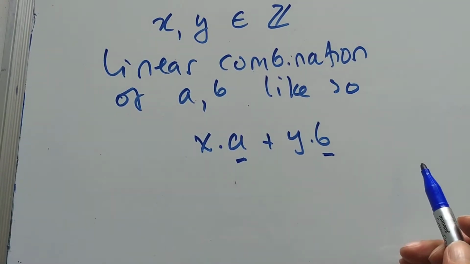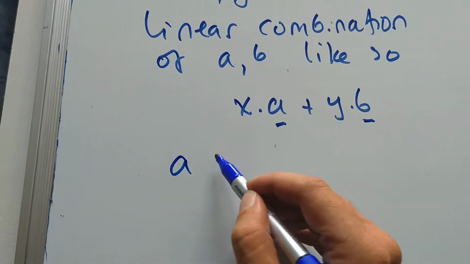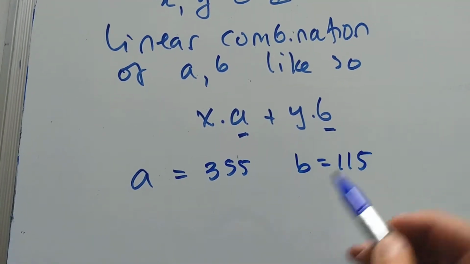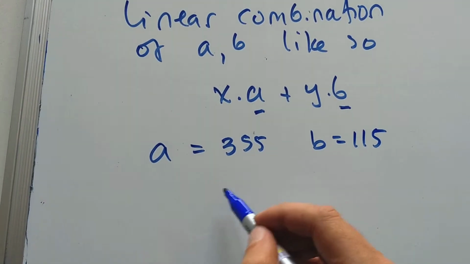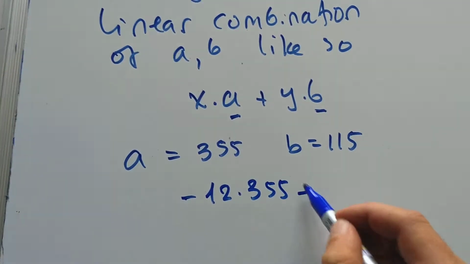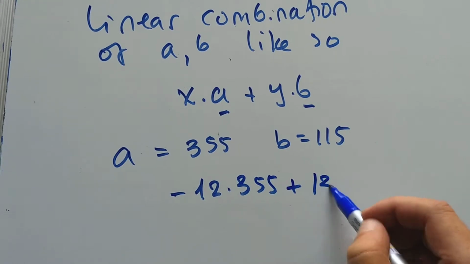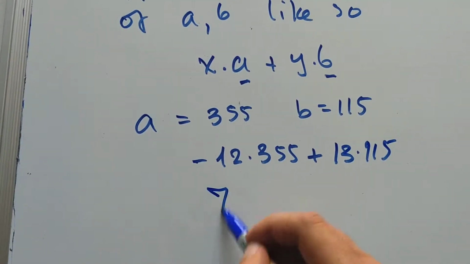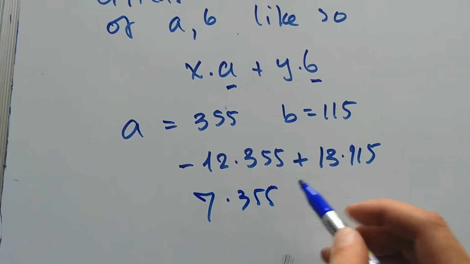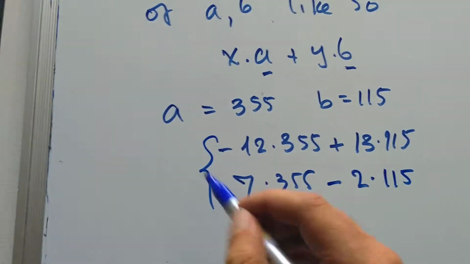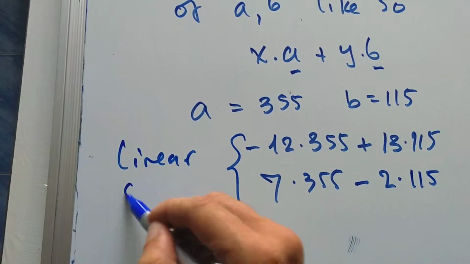There's my linear combination. For example, let's say A is 355 and B is 115. We can make a linear combination like this: minus 12 times 355 plus 13 times 115. That's one way. 7 times 355 minus 2 times 115. Here are typical linear combinations.